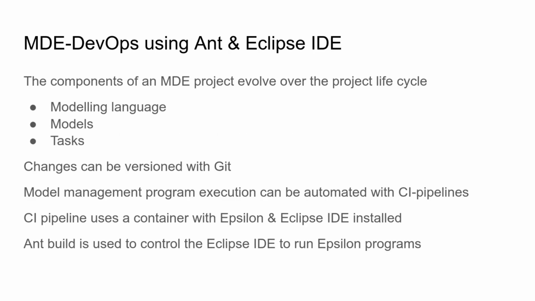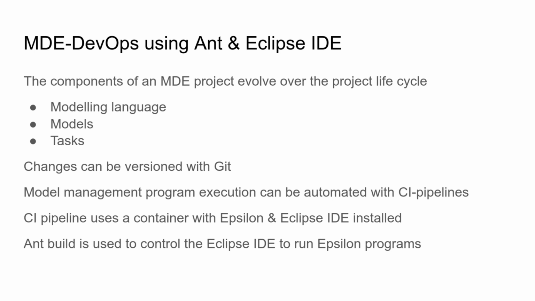So far, we've seen MDE-DevOps being used with Ant and the Eclipse IDE to execute Epsilon programs. Over the life cycle of our MDE project, we can change control all of the changes to the modeling languages, models, and tasks using Git. And as commits come into our Git repository, we can execute a CI pipeline, which executes the model management processes or programs against our model. Using the feedback from these processes, we can then make corrections to the model or evolve it further.